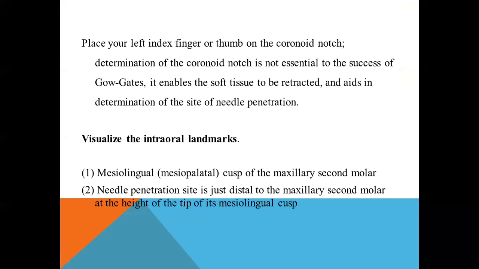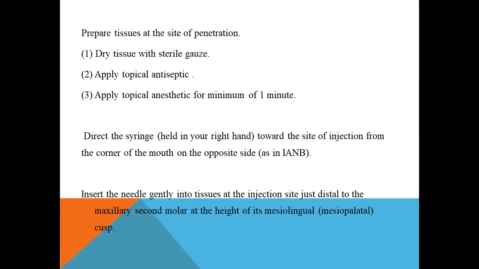Visualize the internal landmarks, which include the mesiolingual or mesiopalatal cusp of the maxillary second molar. The needle penetration site is just distal to the maxillary second molar at the height of the tip of the mesiolingual cusp. Prepare the tissue at the site of penetration. Dry the tissue with sterile gauze. Apply topical antiseptic and apply topical anesthetic for a minute.